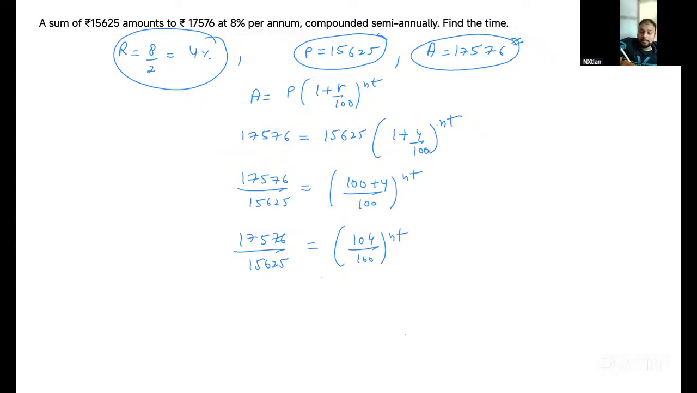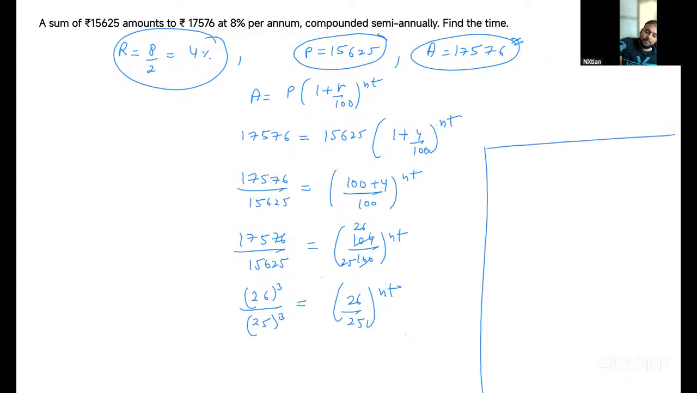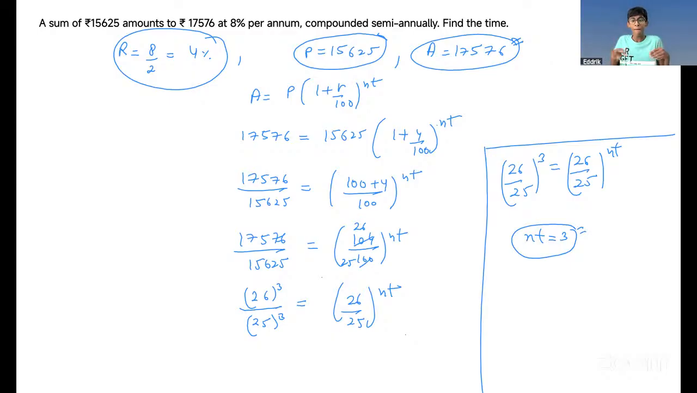So now 15625 and 17576 can be written as 25 cubed and 26 cubed. We will solve this, and it will become 26 upon 25. So 26 upon 25 whole cubed can be compared, and from comparing LHS and RHS, we got the value of NT, number of chances. Did you understand? Yes, sir, I understood. So NT is 3.